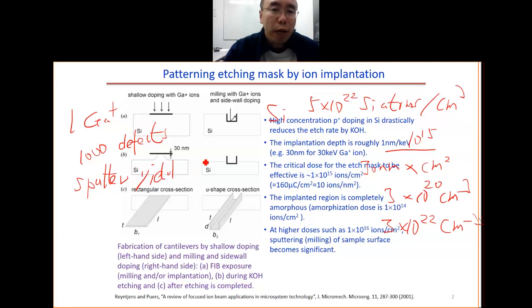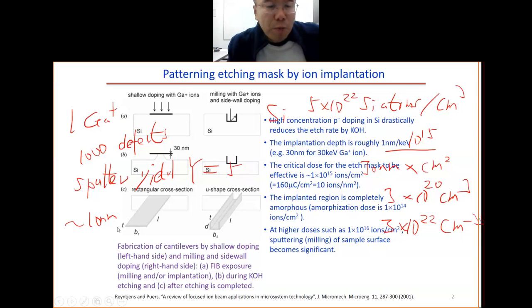It depends on the sputtering yield Y. If we assume Y equals 5, so 5 silicon atoms kicked out per ion, then with this dose it will mill about 10 nanometers deep.